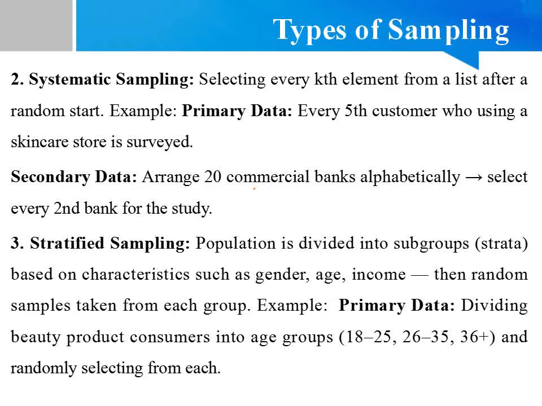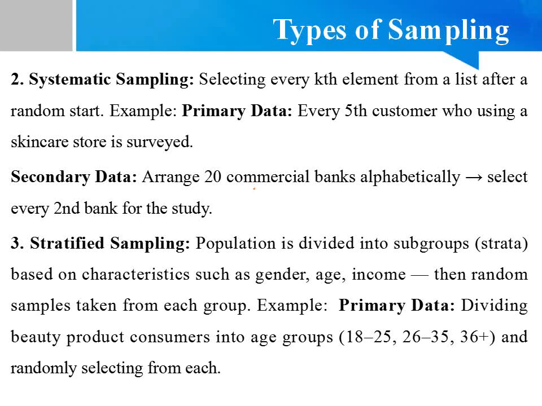2. Systematic sampling. Selecting every kth element from a list after a random start. Example: primary data. Every 5th customer who visits a skincare store is surveyed. Secondary data. Arrange 20 commercial banks alphabetically. Select every second bank for the study.